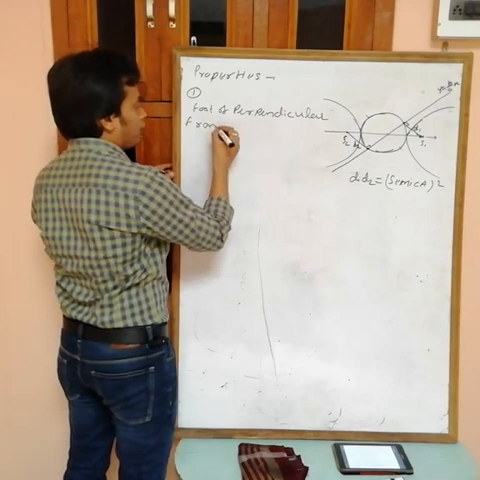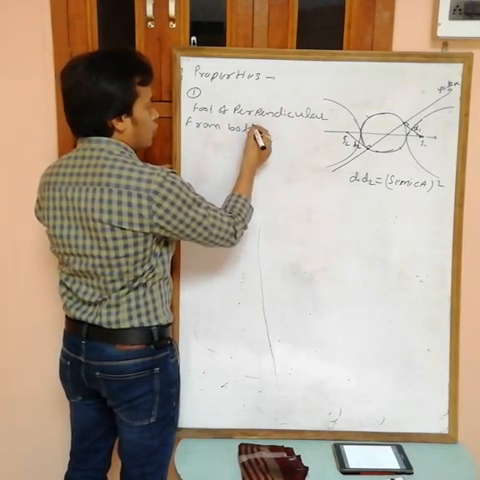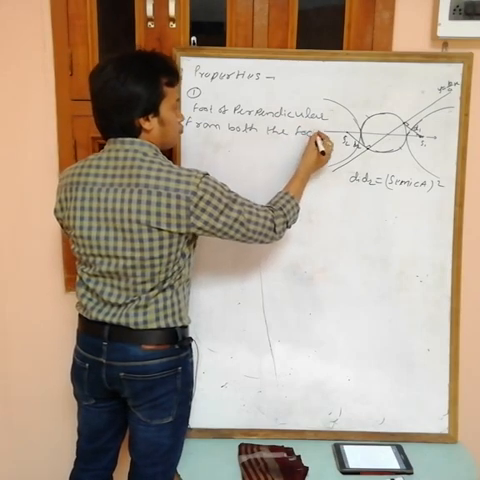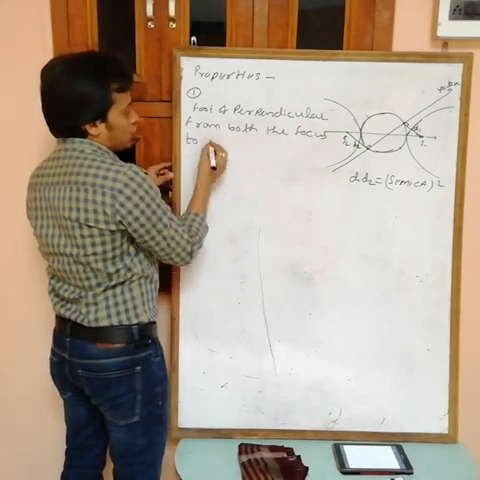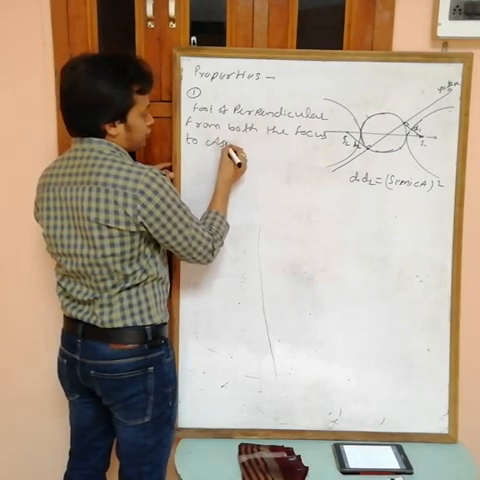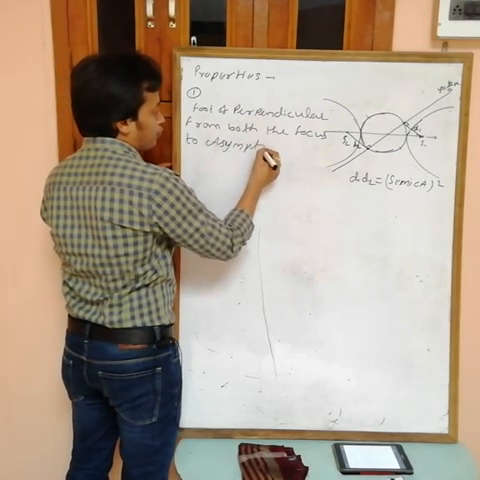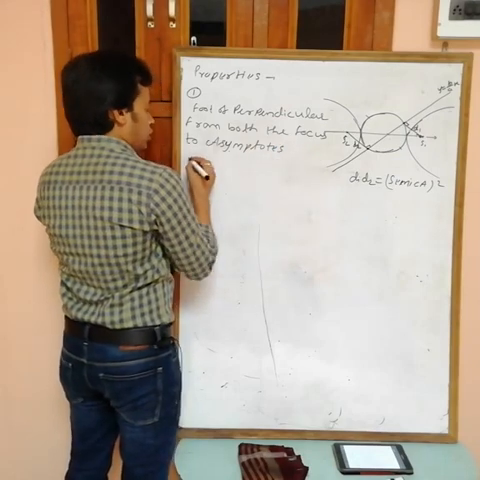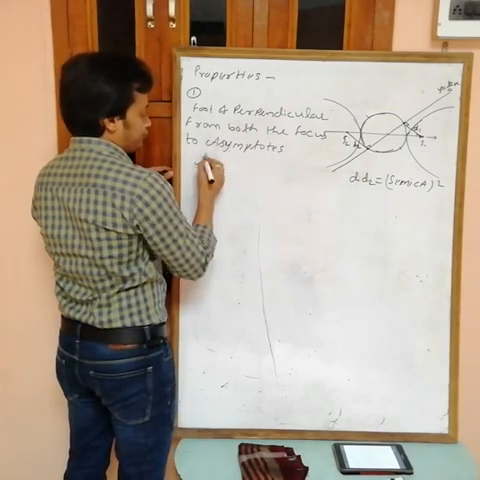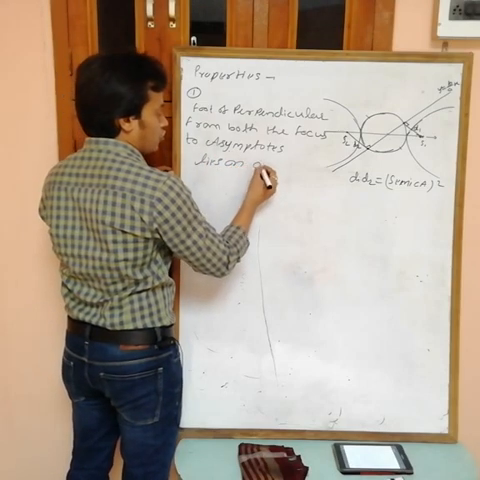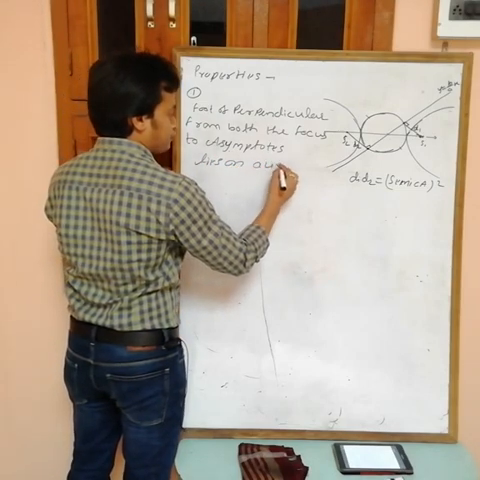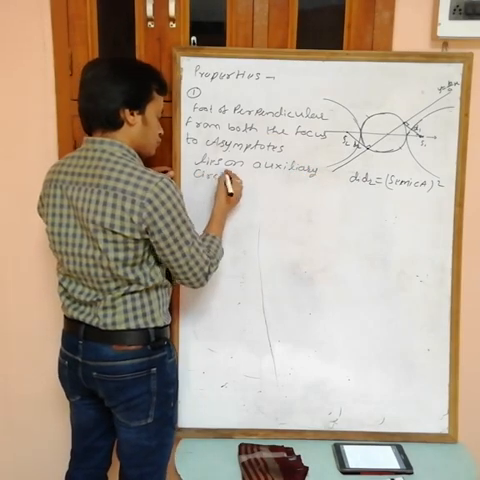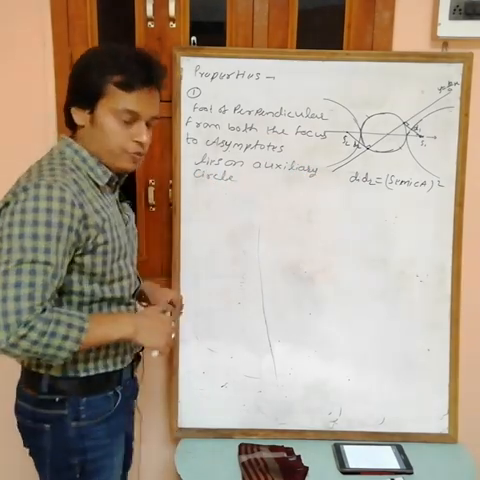Okay, so the property is: the foot of perpendicular from both the foci to the asymptote lies on the auxiliary circle. Okay, this is the first property.